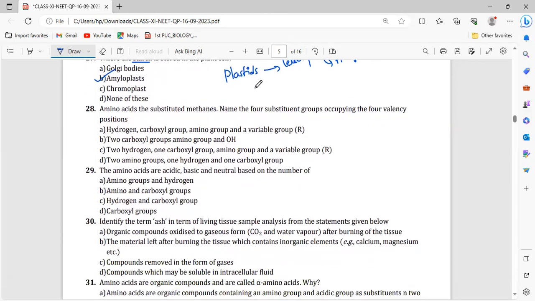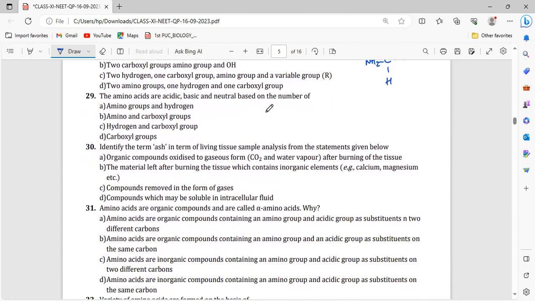Then 28. Amino acids are substituted methanes. Name the 4 substituent groups occupying the 4 valencies. So the 4 groups are the variable group, hydrogen, carboxylic acid group, and the amino group. So this is in option A.